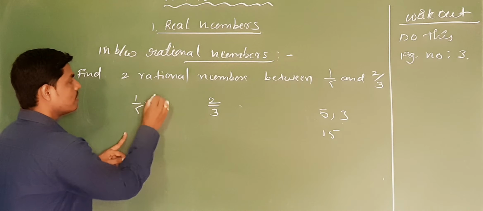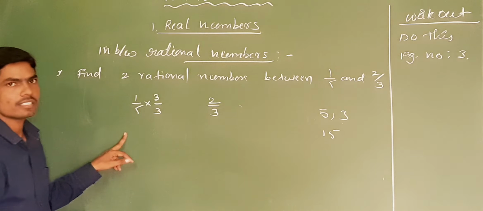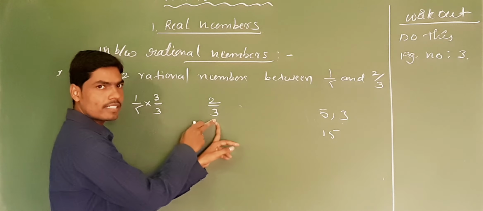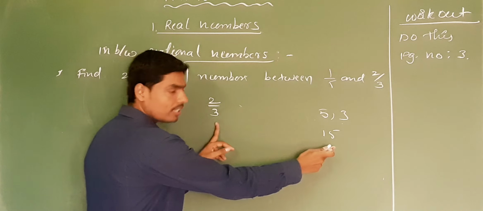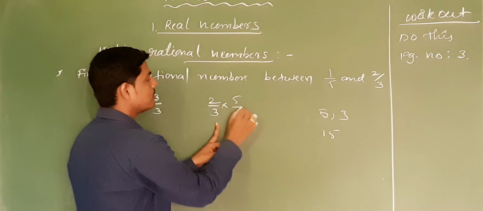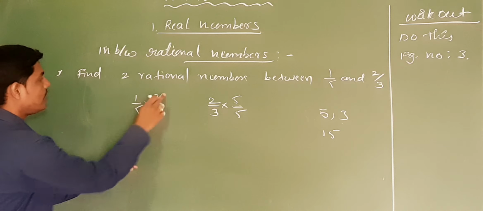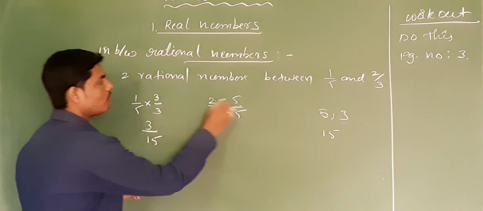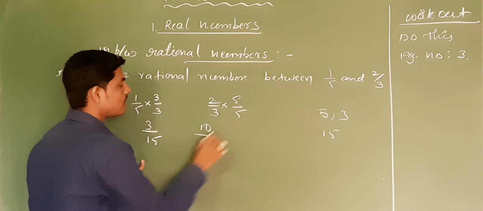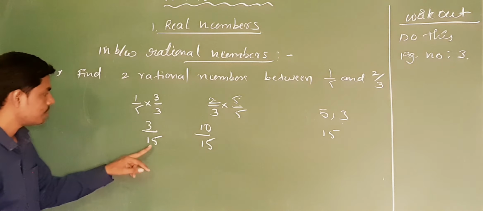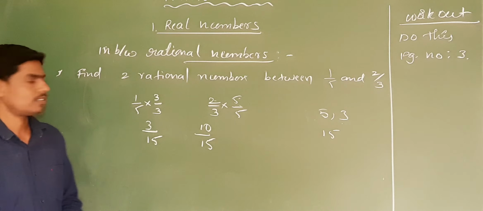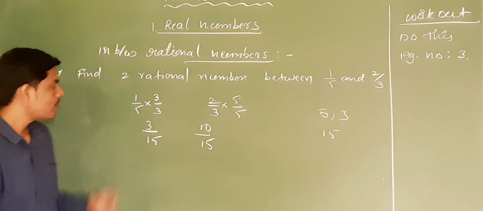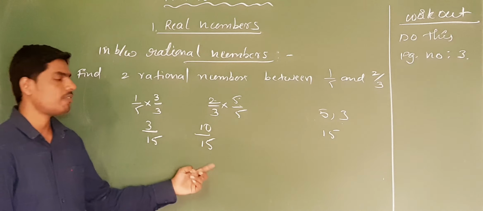Now change this denominator 5 into 15. For that we need to multiply and divide by 3. And this one, the denominator is 3. For changing into 15, you need to multiply and divide by 5. Here 1 3 is a 3, 5 3 is a 15. Next 2 5 is a 10, 3 5 is a 15. Now these are like fractions. If the denominators are equal, they are called like fractions. Now 3 by 15, 10 by 15.